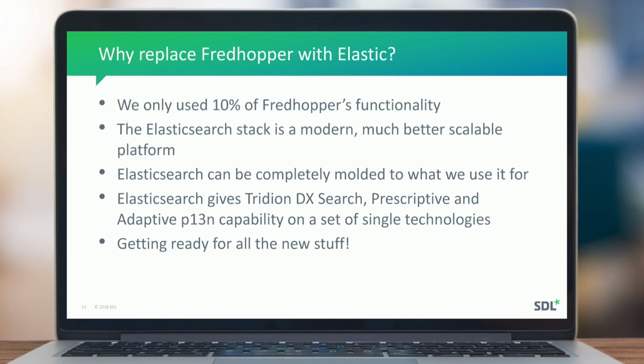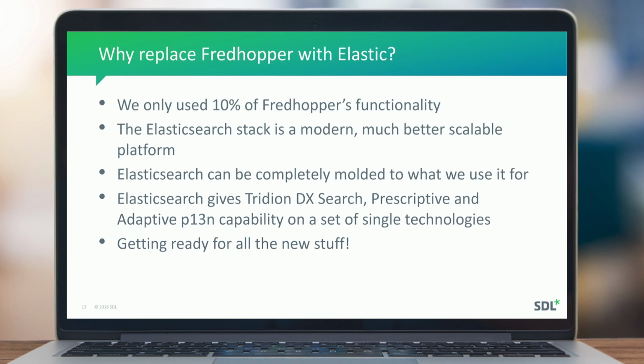Just a summary of the reasons to do this replacement. As I said, we use only 10% of Fredhopper's functionality. I think that Elasticsearch is much more scalable, and we also have the freedom to refine the data models that we actually use, instead of trying to transform our own data models into the Fredhopper data model. That gives a lot more flexibility in case we want to extend or make changes to our SmartTarget data models.